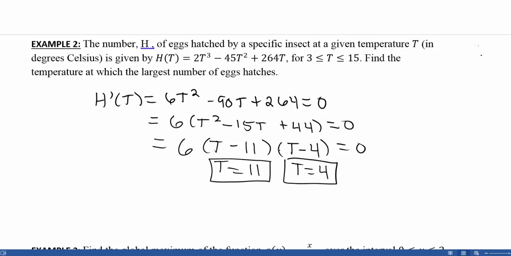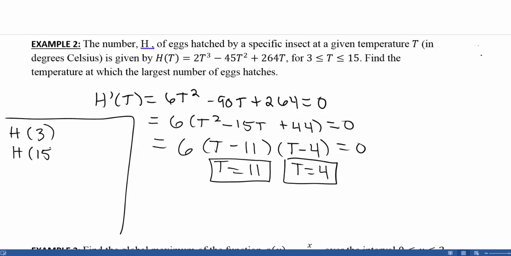So now again, I need to take those critical points and make sure that they're in my interval. So my interval here is 3 to 15. Both of my critical points fall within my interval, so I can use them both for my test. So now again, I want to plug my endpoints and my critical points back into the original function. So my endpoints, I had 3 and I had 15. And then I'm also going to test 11 and 4. So I'm going to plug each of these numbers back into my original function to see what the corresponding y value is, or the number of eggs hatched.